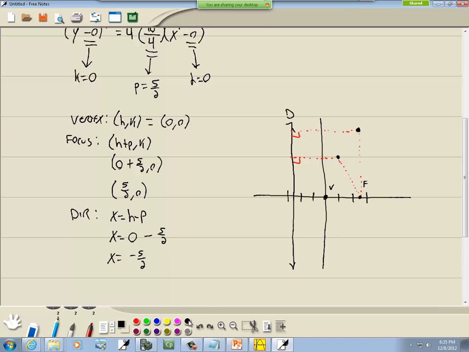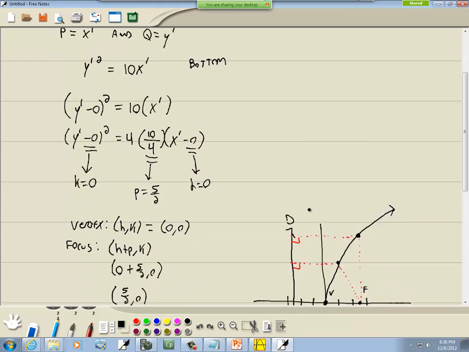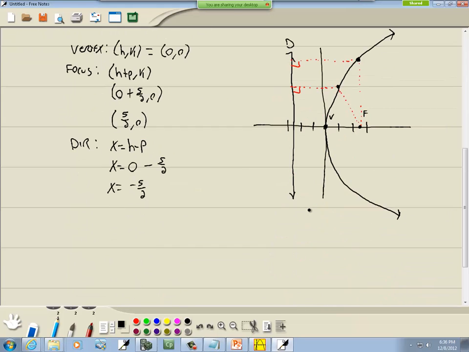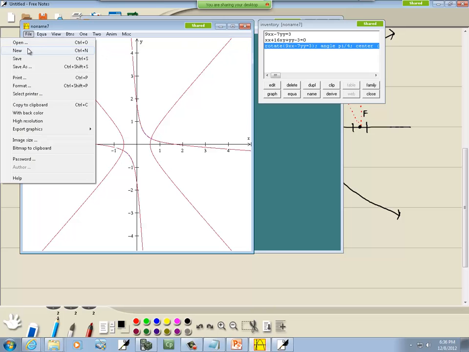Now once you get a couple points, you know what a parabola looks like. It's going to be something like that. And then by symmetry, this will be something like that. Now we're going to take that and rotate it 72 degrees. Well, I'm going to cheat and plug in our original problem. Actually, let me start a new one.